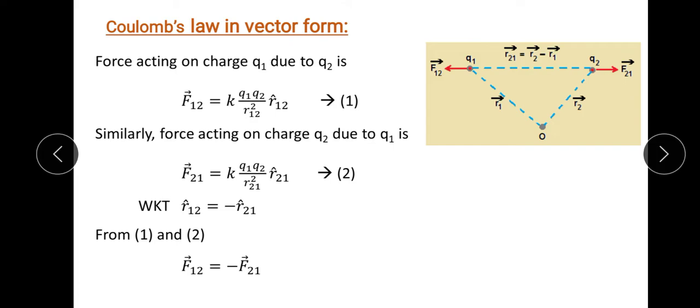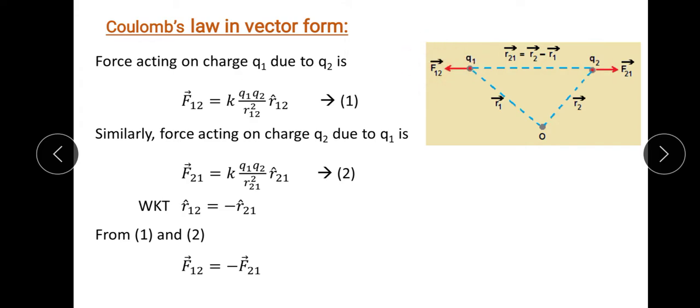First, if I observe the diagram, Q1 and Q2 are placed in space. Now this Q1 is exerting a force on Q2. Similarly, Q2 also exerts a force on Q1. First let us write F12. What is this F12? It is the force acting on charge Q1 due to Q2, which means this is F12. The direction of F12 is shown here. This is a force exerted by the second charge on the first charge.